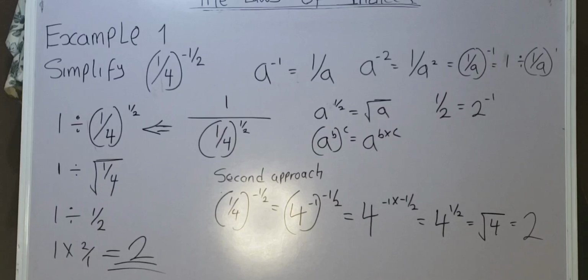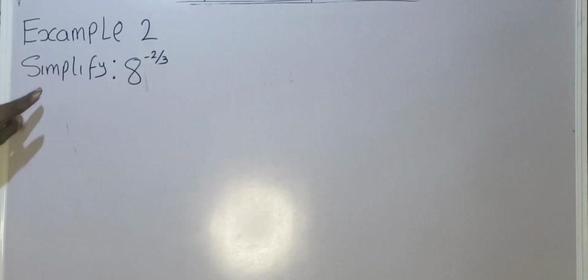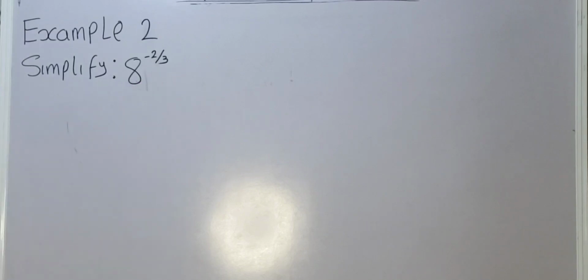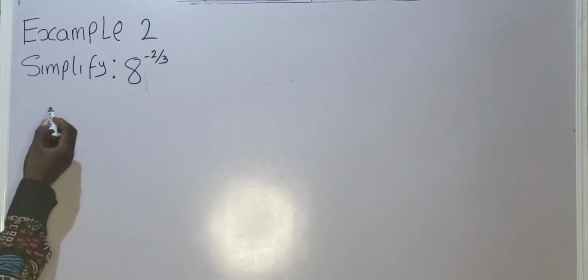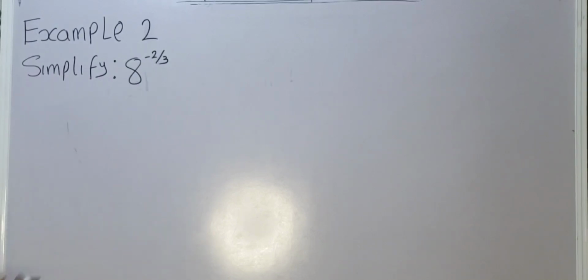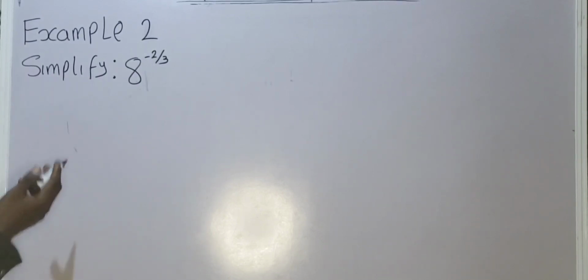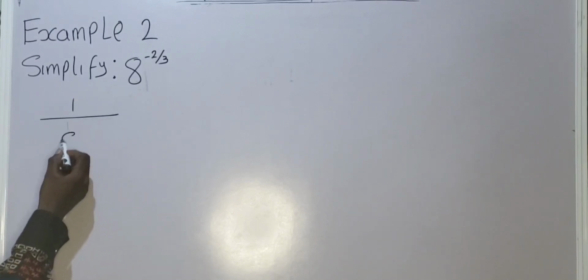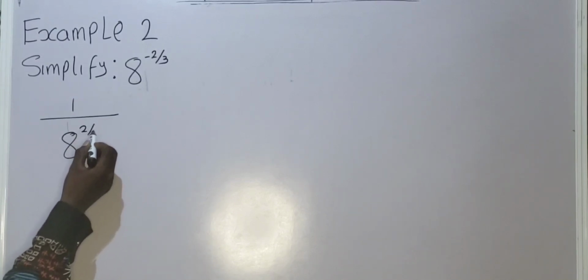Example 2. Simplify 8 raised to the power of minus 2 all over 3. Now, which laws are we going to employ to simplify this? We can make use of the laws of negative power. Are you getting it? So for this, because I have negative power, I'm going to take the reciprocal of 8 to the power that I have there. So for this, I'm going to have 1 all over 8 raised to the power of 2 over 3.